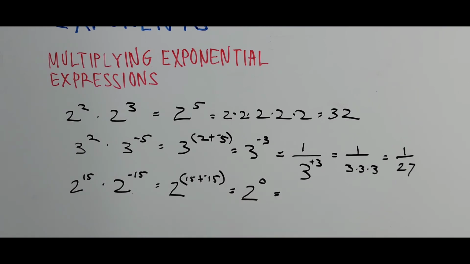If you remember in part 1, lesson 8 on exponents, we mentioned the zero power. What does zero power mean? Anything raised to 0 equals 1, right? So 2 to the 0 power, the answer is 1.